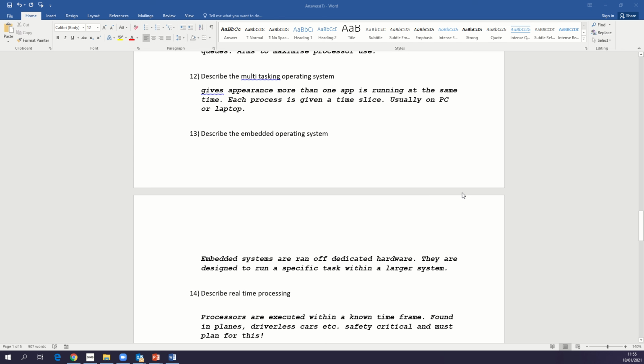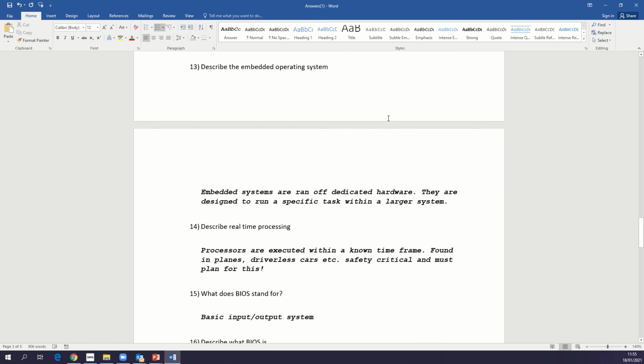Then we looked at the different types of operating systems. So question 12, explain a multitasking operating system. Now, a multitasking operating system gives us the appearance that more than one app is running, like using a scheduler, like me and you use every day in school and at home. We're using a multitasking operating system. This gives us the impression that more than one process is happening at the same time, and usually each process is given a time slice, a bit like a round robin on a PC or a laptop.